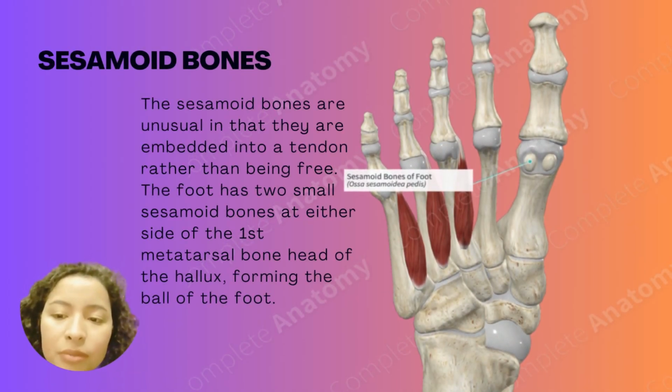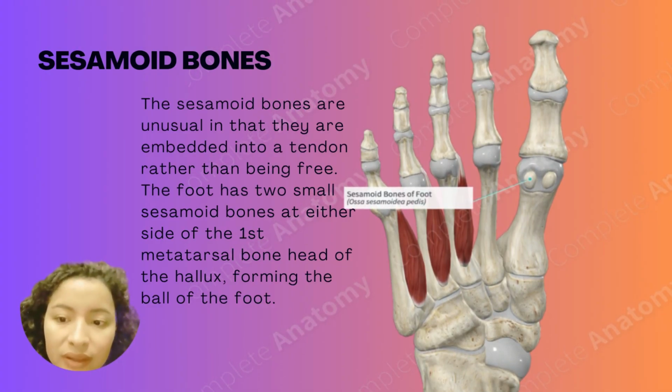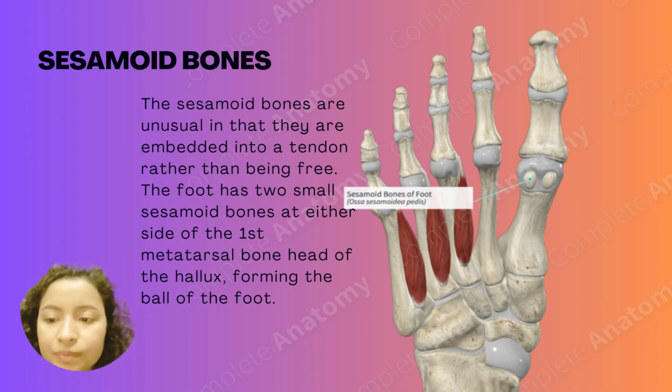The sesamoid bones are unusual in that they are embedded into a tendon rather than being free. The foot has two small sesamoid bones at either side of the first metatarsal bone head of the hallux, forming the ball of the foot. They have the shape of a bean and function as a pulley for the tendons during motion. These bones absorb shock and assist during walking when pressure is put on the ball of the foot.